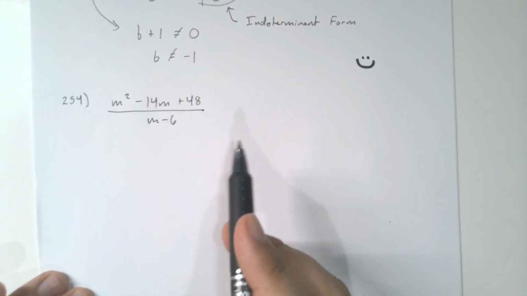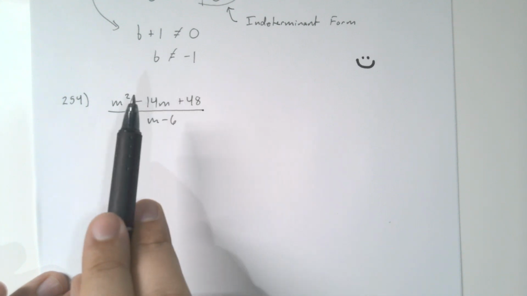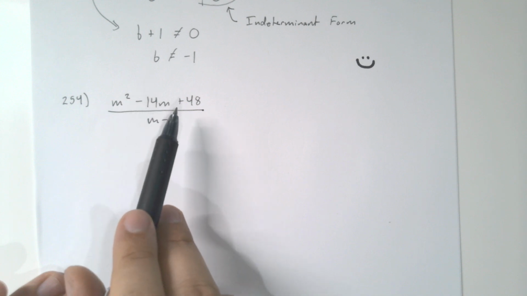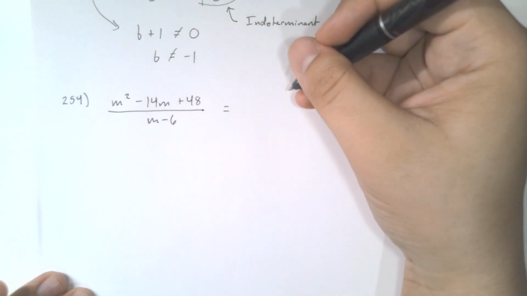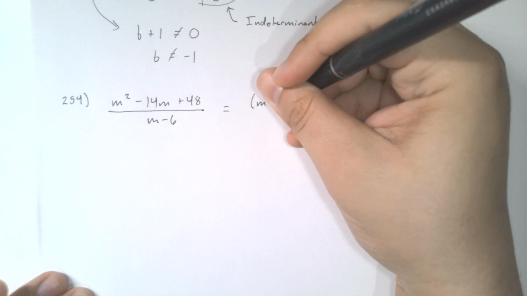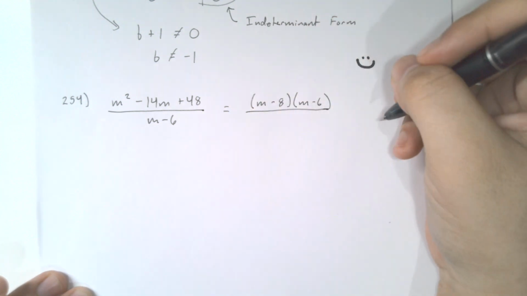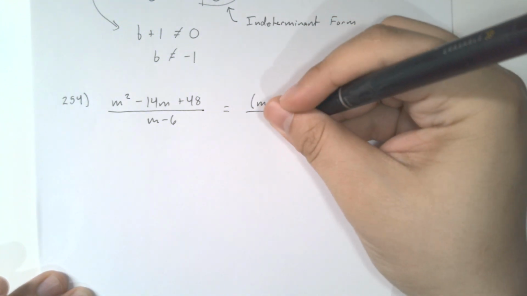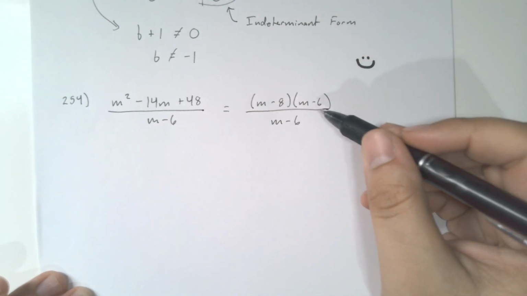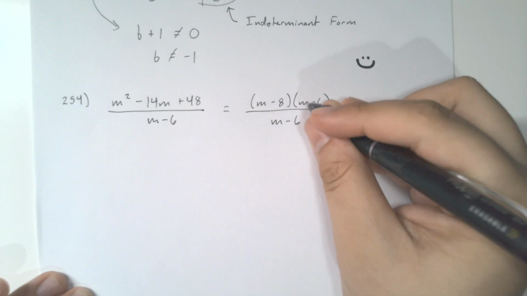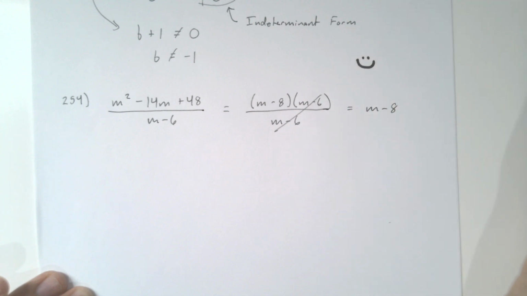To factor the numerator here, we have to find two numbers that multiply to 48 and add up to -14. Two numbers that do that would be -8 and -6. So we can factor the numerator like this, and we still have m minus 6 on the bottom. Since we have these common factors of m minus 6 on both the top and bottom, we can cancel them. And all we're left with is m minus 8.